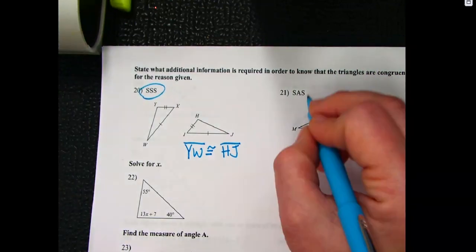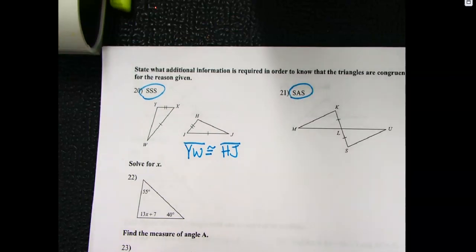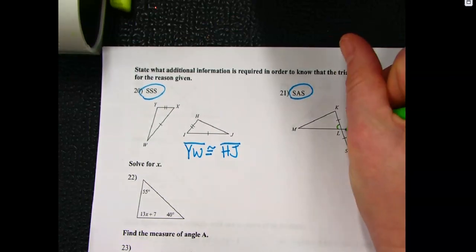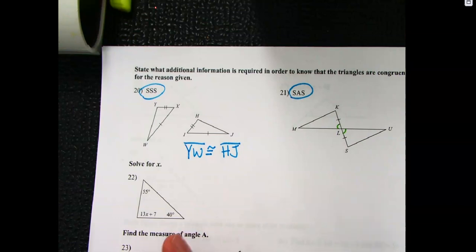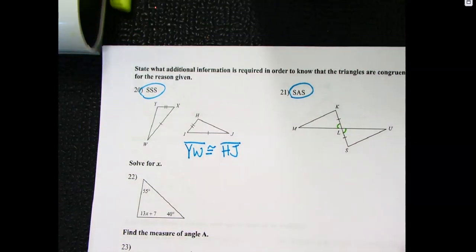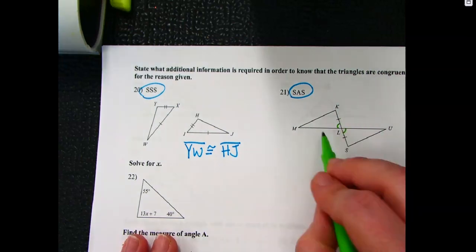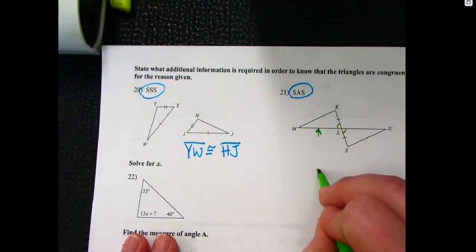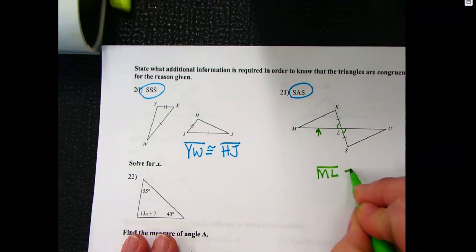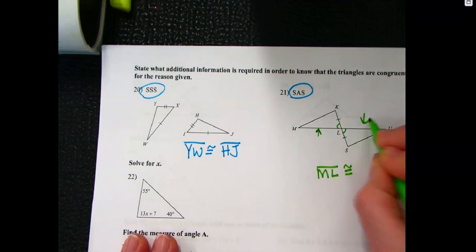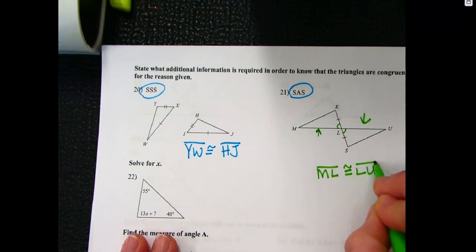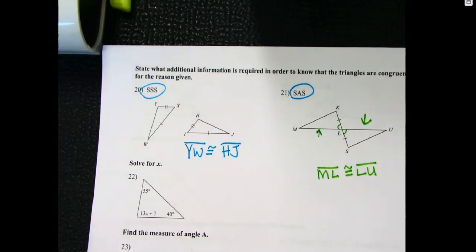For this one, they want it to be side, angle, side. It's understood that we know those are vertical, so we don't need any extra information for that, but what we do need is we need to know that this side, ML, is going to be congruent to this side, LU. If we knew that, then we would be good to go.